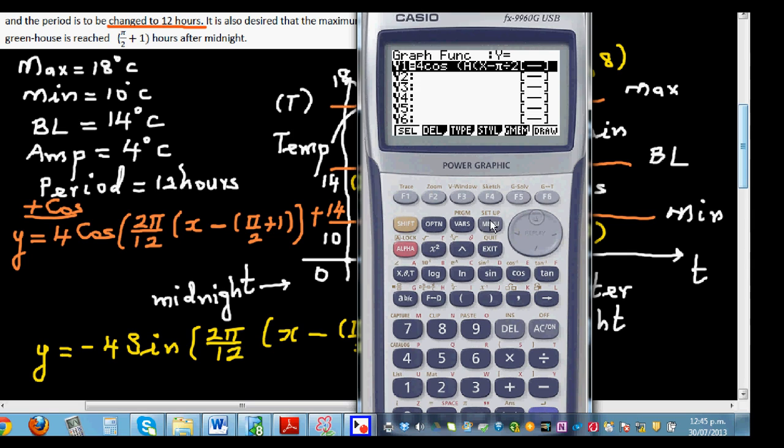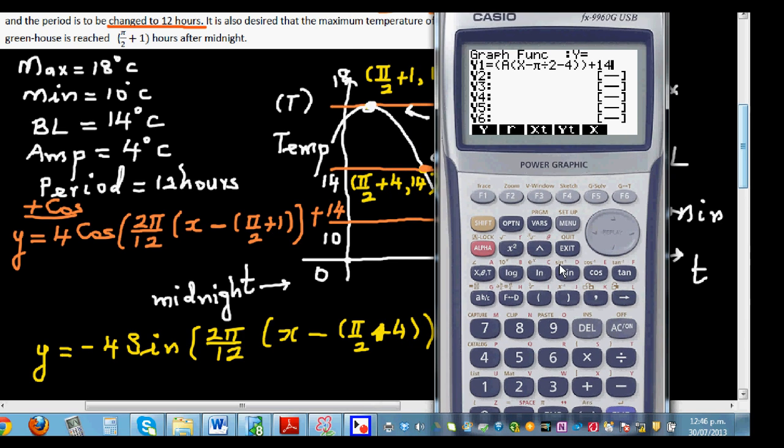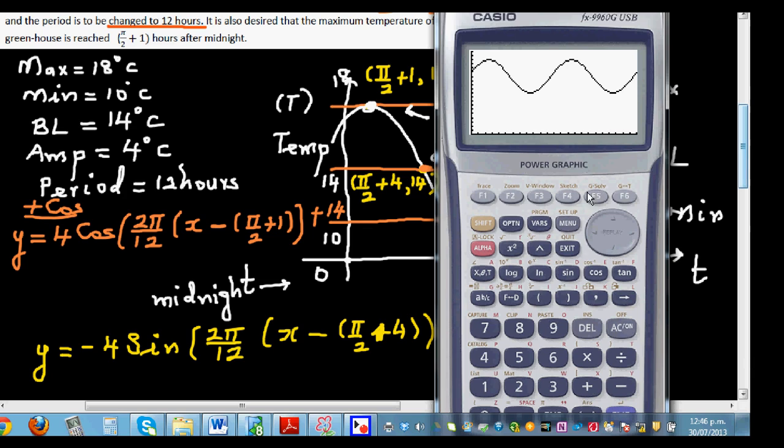Let's type in the second equation: minus 4 sine bracket alpha A bracket, x minus, bracket, pi by 2 plus 4, two brackets, plus 14. Hopefully I've written the equation right. Yes, pi by 2 plus 4, that's right, plus 14. And here's the graph, the same graph. The maximum is this, your minimum is this, the same graph. Hopefully this video has been helpful.